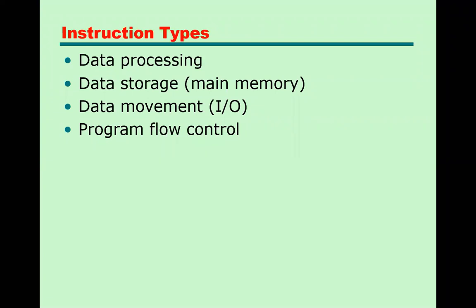And program flow control, like the jump instruction. After executing this instruction, a jump is required. Do while. So this type of program flow control statement is required. These are the four different instruction types you will see in an assembly language program.